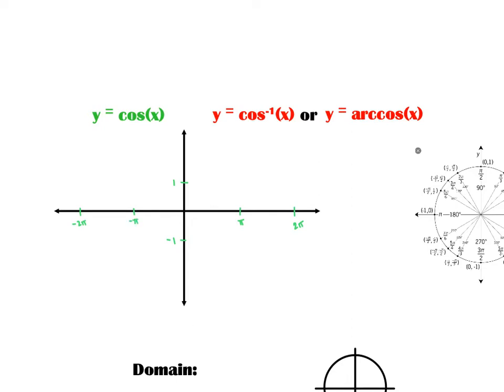Okay, so cosine looks a little something like this. We're going to put some restrictions on cosine because it will not pass the horizontal line test. Therefore, its inverse will also not pass the horizontal line test, or it will not pass the vertical line test, excuse me.